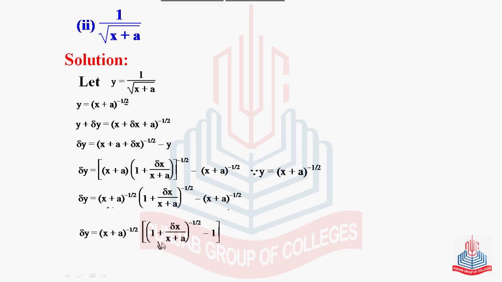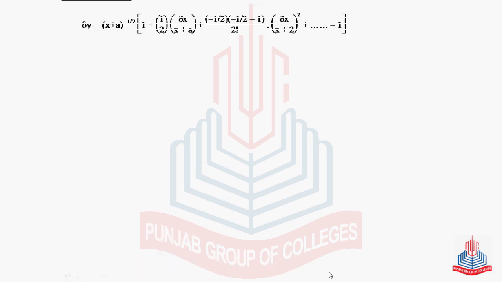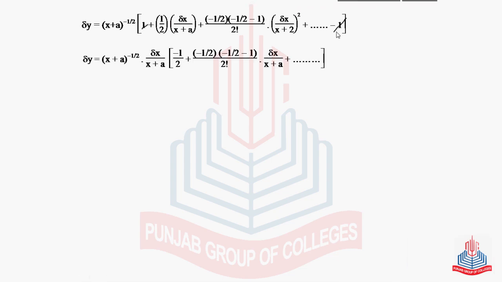We have this one, and this 1 and minus 1 will cancel out. So delta y is equal to x plus a raised to the power minus 1 by 2, and delta x over x plus a will become a common factor. We have only minus 1 by 2, then minus 1 by 2 times minus 1 by 2 minus 1 over 2 factorial, delta x over x plus a, and so on.